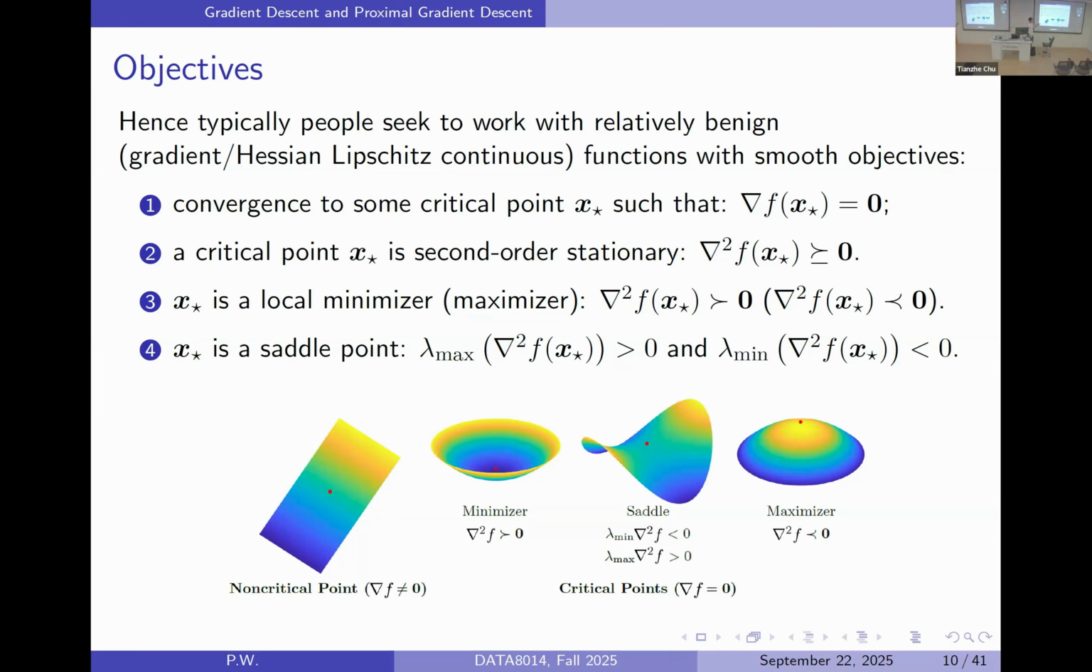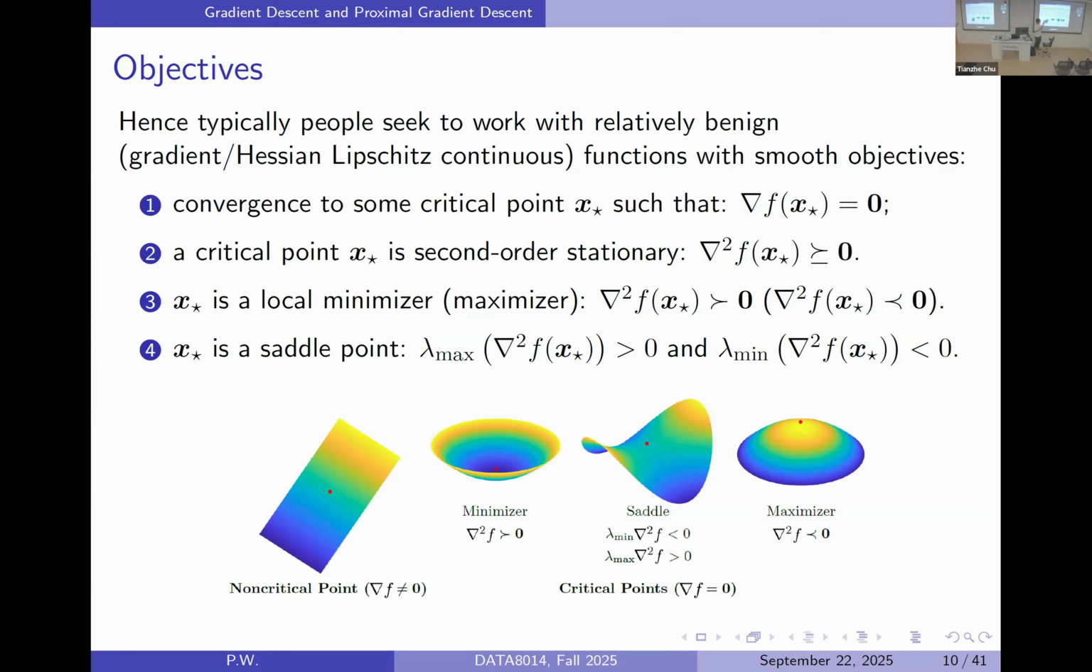We also draw a figure to show the difference among these different critical points. You can see here for a non-critical point, the gradient is not 0. For a minimizer, it is a positive definite local minimizer. That means at this point the loss landscape is like a ball.